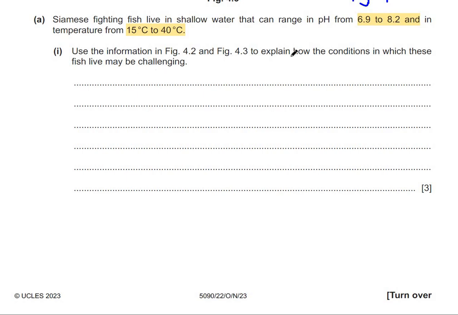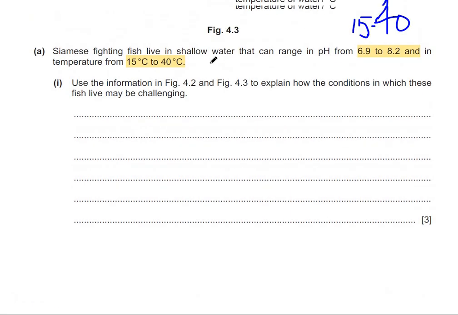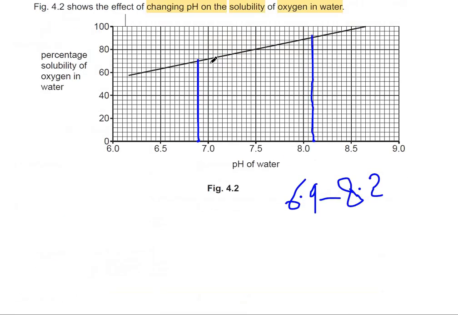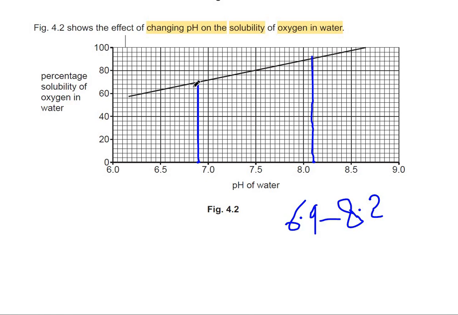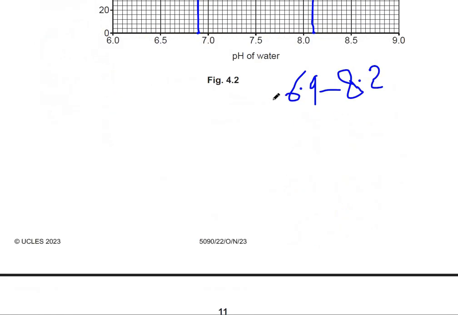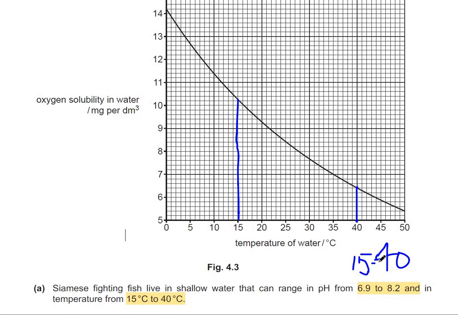So basically the question is saying to explain how the conditions in which these fish live may be challenging. If we talk about figure 4.2, we can see that at pH 6.9 oxygen availability is low and at 8.2 oxygen availability is high, and this is the range in which the fish can survive. Below 6.9, oxygen availability is very low for the fish to carry out aerobic respiration, right?